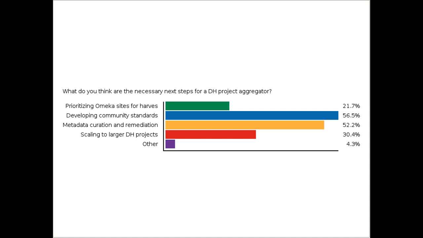Developing community standards is very high up there, followed really closely by metadata curation and remediation. Interesting. With, I think, scaling to larger DH projects in third place. All right. Michael, are you ready for the next slide? Yep. Take it away.